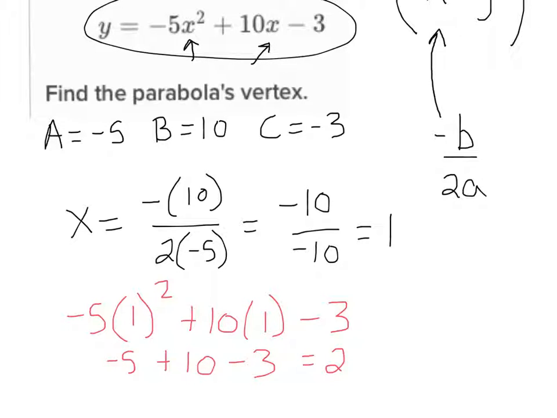Okay, so I found out that my x value was 1 and my y value was 2, so my vertex is at the point (1, 2). Okay, now that's my axis of symmetry, isn't it? The x value 1, all right?